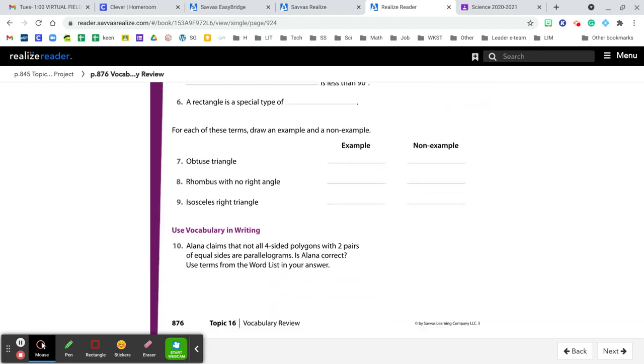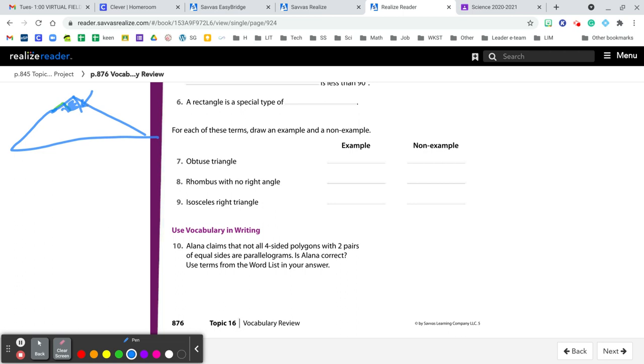For each of these terms, draw an example and a non-example. So an obtuse triangle, I would draw, it's going to have an angle larger than, let me just make one color. So the angle has to be larger than 90 degrees. And it's got to have an angle larger. So 90 degrees would fit in here. So this is definitely larger than 90 degrees. So that would be obtuse.